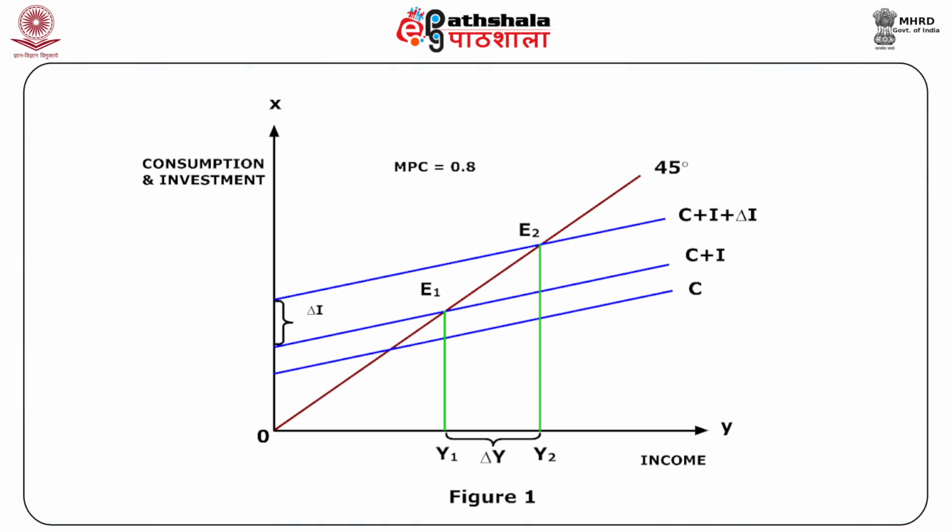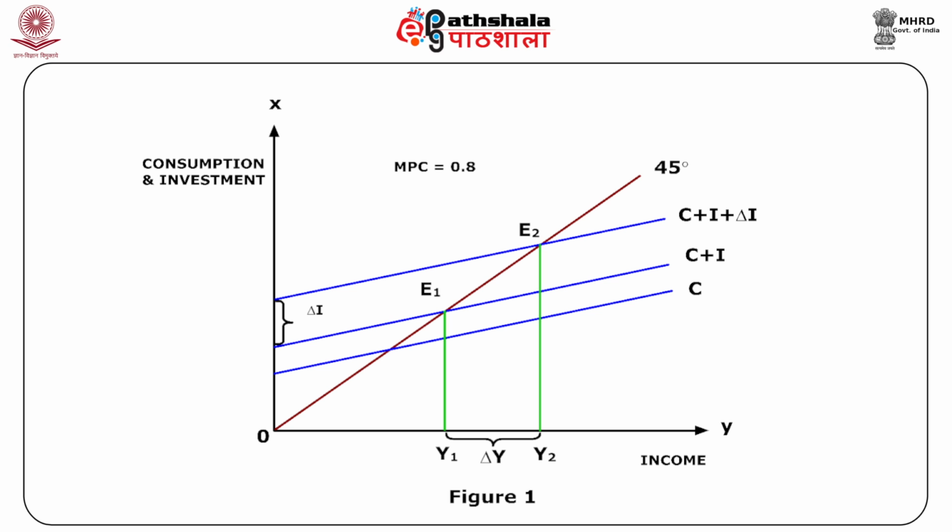The process of income generation as a result of increase in the investment is depicted diagrammatically in the figure. The consumption curve C has a slope of 0.8, depicting that the MPC equals 0.8. The old equilibrium level is obtained where the C plus I curve intersects the 45-degree line, and the intersection occurs at E1. The old equilibrium income level is OY1. Now, the increase in investment of delta I is shown by the vertical distance between the C plus I and C plus I plus delta I curves. The new equilibrium point is E2, where the C plus I plus delta I curve intersects the 45-degree line. The new equilibrium level is OY2.